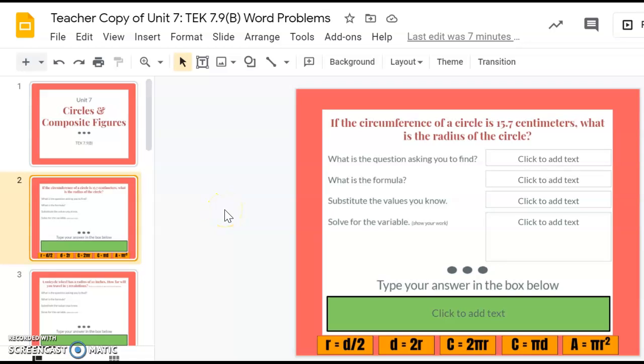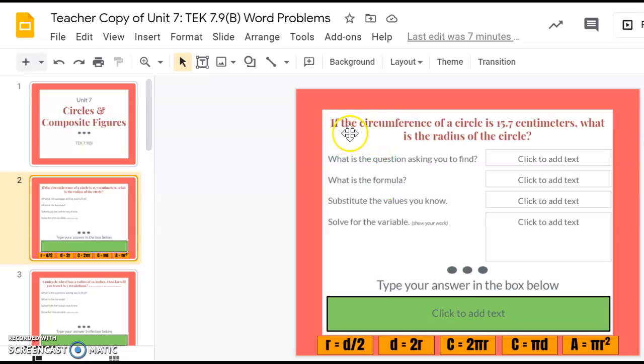All right, so welcome to the assignment for Friday. We are doing circles and composite figures unit, and we're still on our circle section. This time we're going to be looking at these really small word problems. They're not huge. And I have some questions here to guide you through to be able to answer the question.